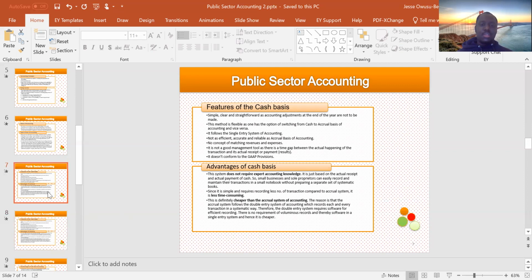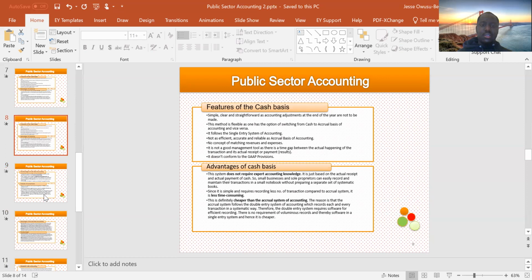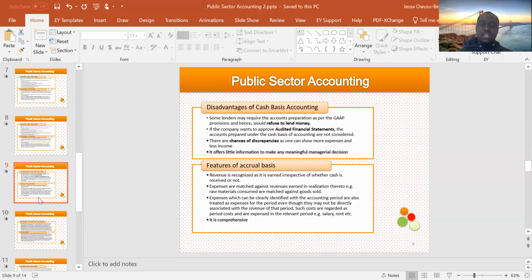Very, very important. So let's go on to the next slide, which is the disadvantages of the cash basis of accounting. We've talked about the advantages, so let's talk about the disadvantages.